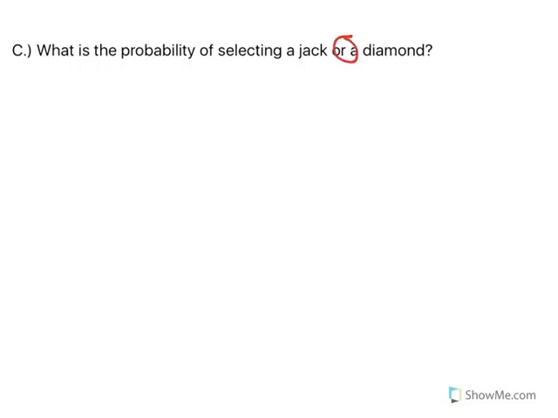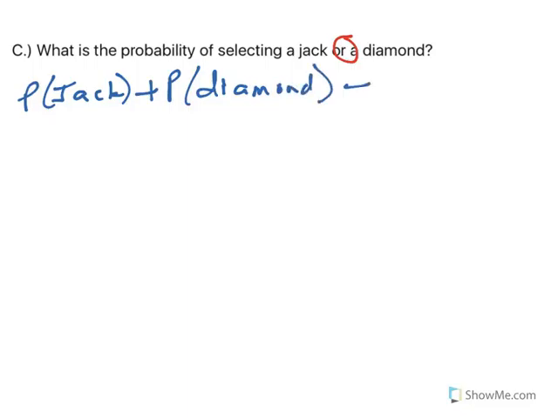Now, the key word here is "or." Or means to add and subtract the overlap. I'm a big fan of writing it out in words first because then I can see exactly what I'm looking for. So I want the probability of a jack plus the probability of a diamond, because it says jack or a diamond. And then I'm going to subtract the overlap, which is the jack of diamonds. I put them together, so this last one is the first two pieces put together, minus the jack of diamonds.